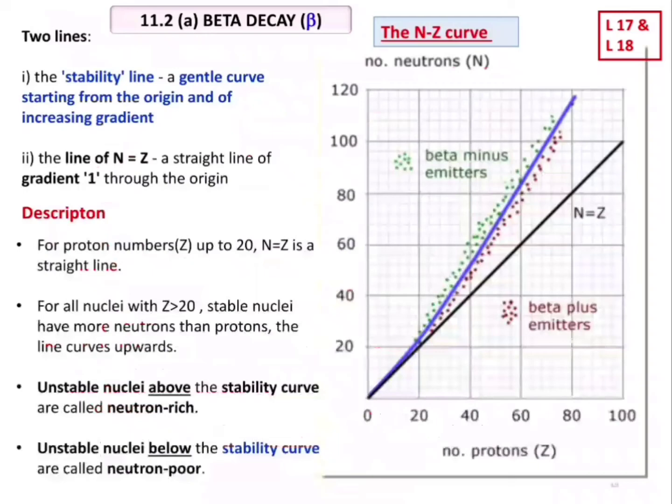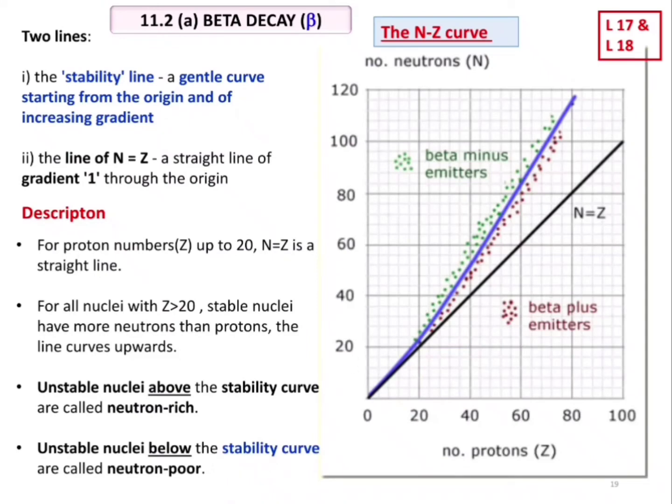Next, look at the beta decay. We have two lines here. The beta minus is the blue colored one, and the black one is the N equals Z line. The stability line is a gentle curve starting from the origin with increasing gradient. The line N equals Z is a straight line of gradient 1 through the origin. This black line is N equals Z.